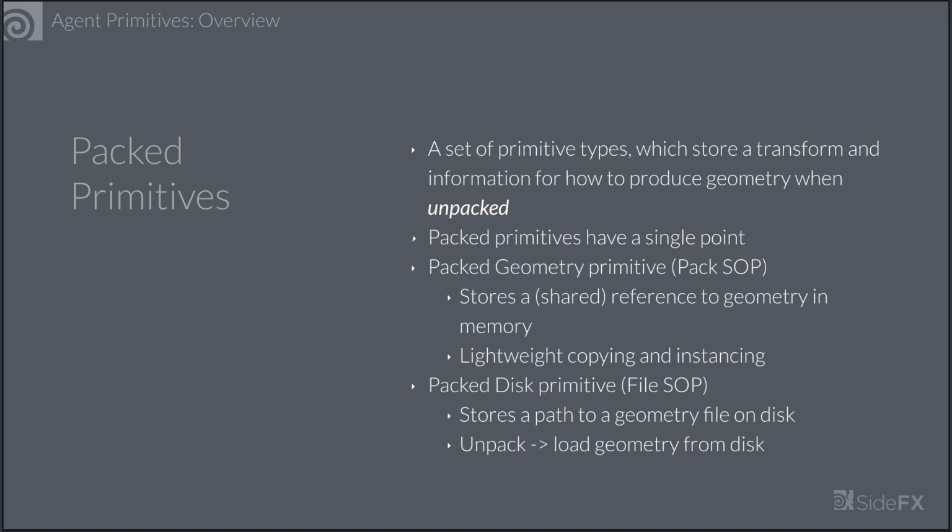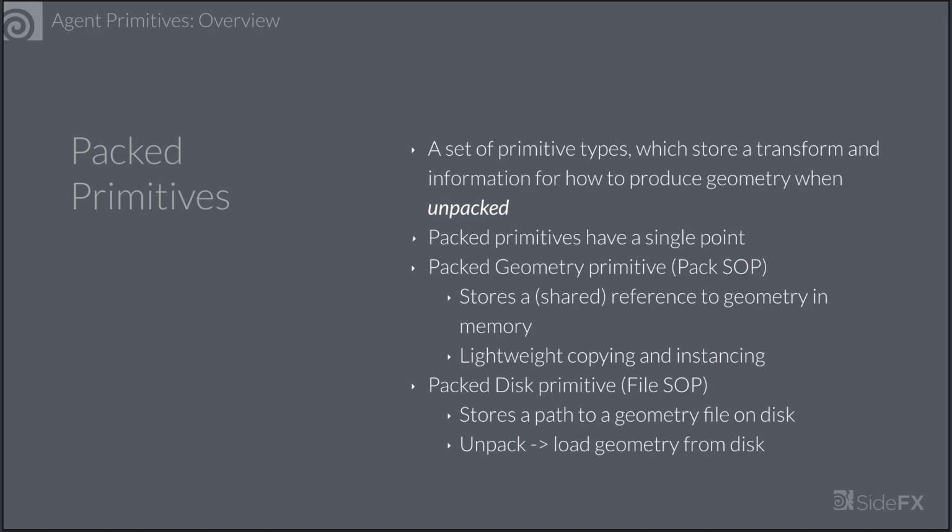So just as a couple examples, one common example of a packed primitive that you might have seen before is a packed geometry primitive, which you can generate with the packed SOP or the copy to point SOP and so on. So this type of packed primitive just stores a reference to some geometry in memory. So unpacking it just returns that geometry, but with the packed primitive's transform applied. That reference is shared between the copies of the packed primitive. So this is a really efficient way to represent instanced copies of geometry that each have their own transform.